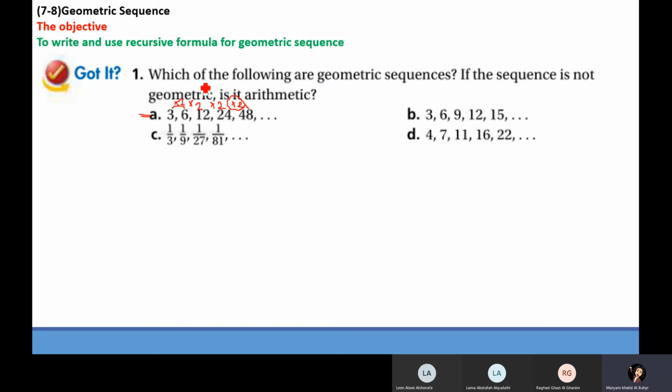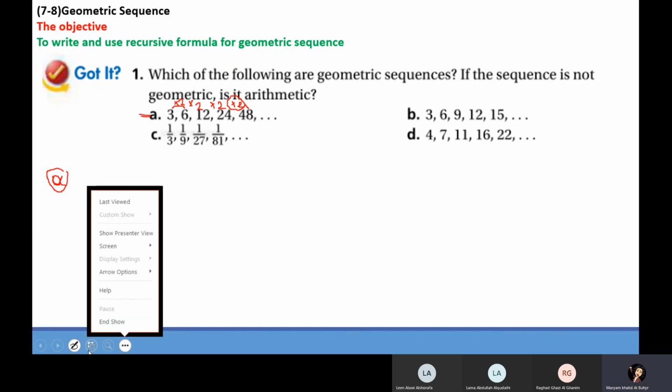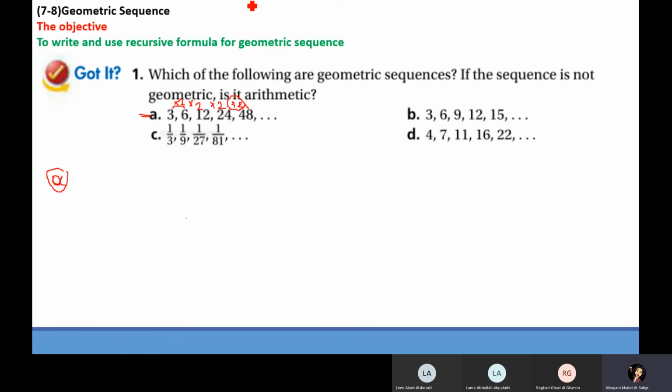I'm going to write for you because they said which of the following are geometric sequences. If the sequence is not geometric, it's arithmetic. That's what I was saying a few minutes ago. So that is for A. I'm sorry, I cannot write well using the mouse, but I'll try my best to make my answer organized as much as I can. I'll see if there is another option. So for the first one, it is.